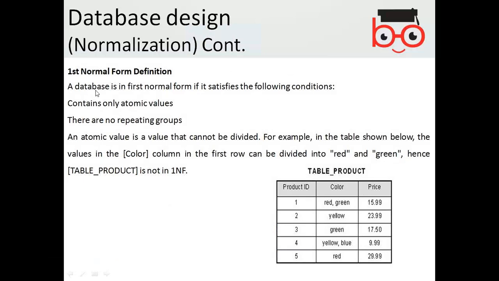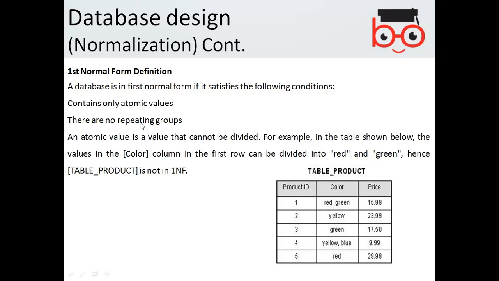Now we first talk about the first normal form definition. A database is in the first normal form if it satisfies the following condition: it contains atomic values. For example, this particular table is a product table. Product ID is 1 2 3 4 5 6, and color is a property of the product. Product ID 1 can have a color of red and green, but look at this: these red and green values within a field are not atomic.